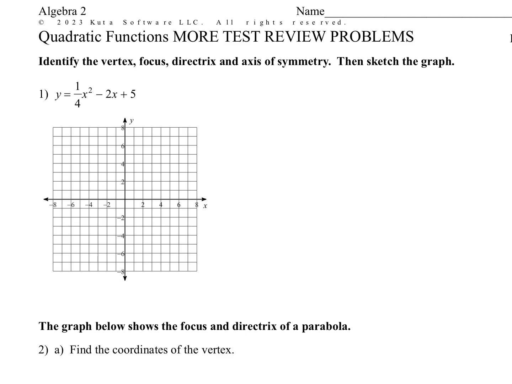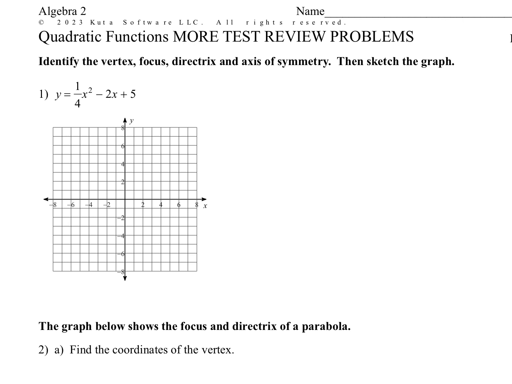Alright, here are some review test problems for the quadratic function. So we need to be able to take an equation, identify the vertex, focus, directrix, axis of symmetry, and sketch a graph. So one option, you may want to just throw this in your graphing calculator and find the minimum or maximum. This one would actually have a minimum because the a value there is positive, and go from there, because the vertex is the driving force where all this other stuff is going to be located.